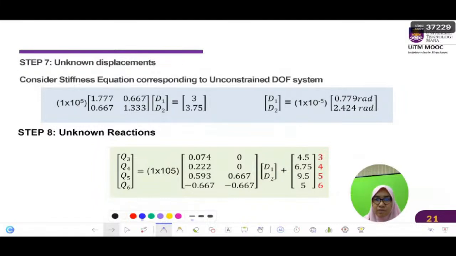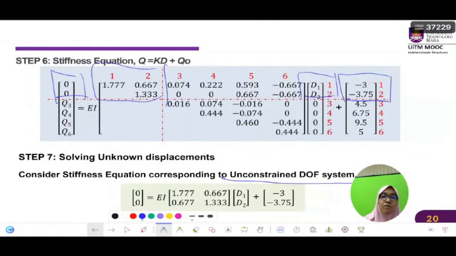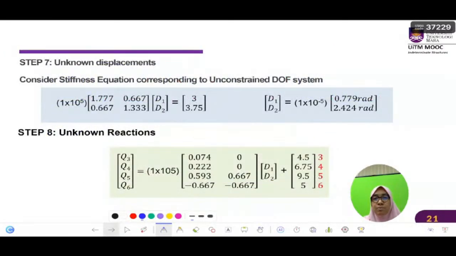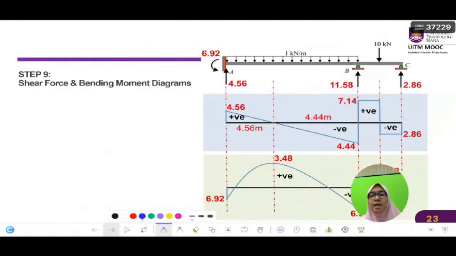From the D1 and D2 values, we substitute back into the stiffness equation and solve for the remaining Q3, Q4, Q5, Q6. Using matrix multiplication, we put D1 and D2 into the stiffness equation at the D1 and D2 positions, and we continue with matrix multiplication to calculate the reactions at the supports. All of this we plot back into the diagram, and we get all the reactions at the supports. From that we can draw the shear force diagram and the bending moment diagram, and it looks like this.